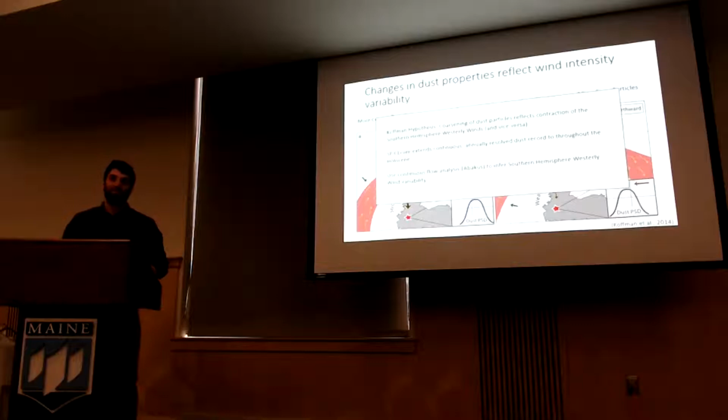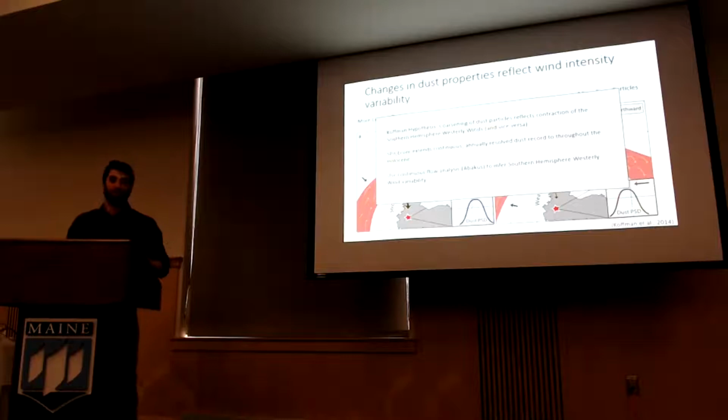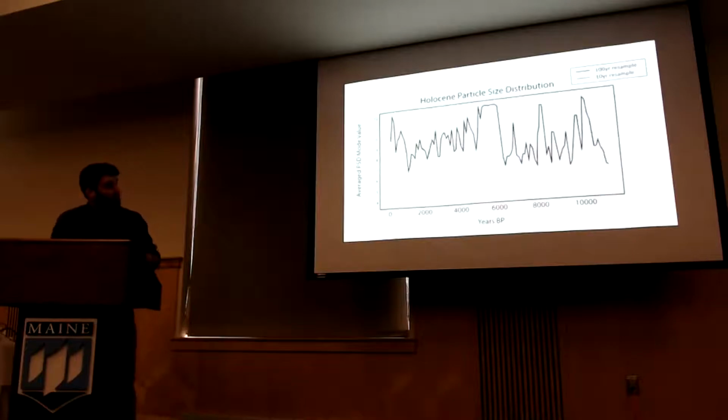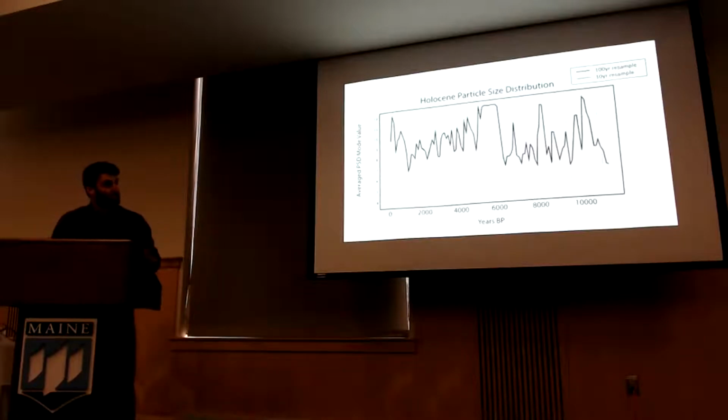For our methodologies, we use the same methods as Kaufman et al. We use continuous flow analysis, and specifically an Abakus laser particle counter, to measure Southern Hemisphere westerly wind variability. And our initial results show this. So this is the particle size distribution throughout the entire Holocene. We sampled at two intervals. There's 10-year, which is background data, and then 100-year, which is in black.